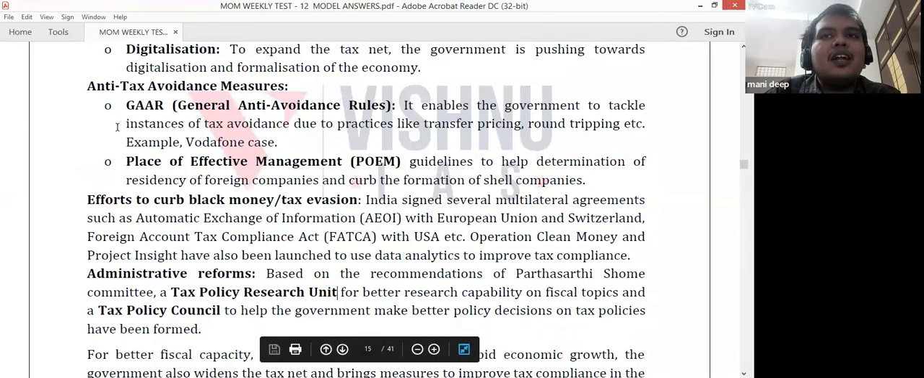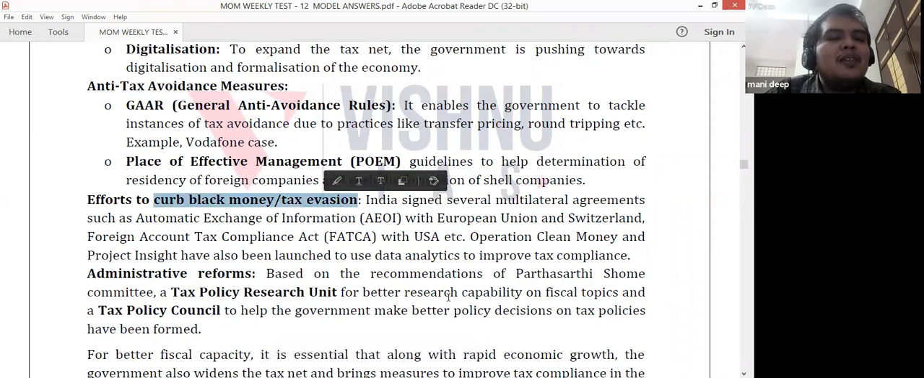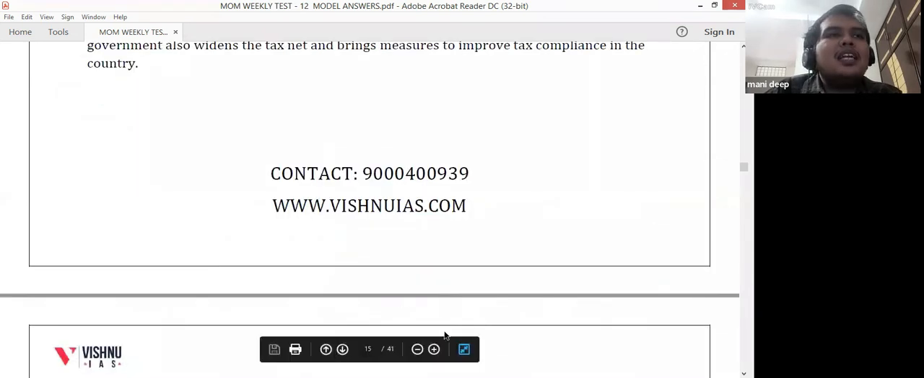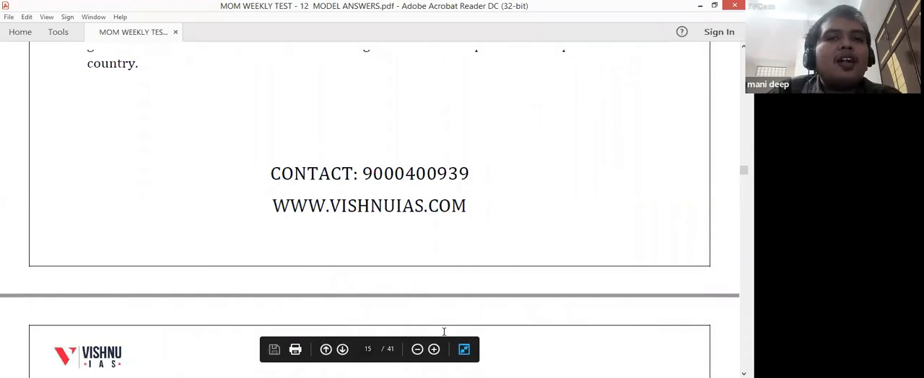Then you can write regarding anti-tax avoidance measures. Then you can write about curbing black money. Here you can discuss regarding demonetization and other GST methods that you have taken. These are the things you should write regarding what are the steps that the government had taken.